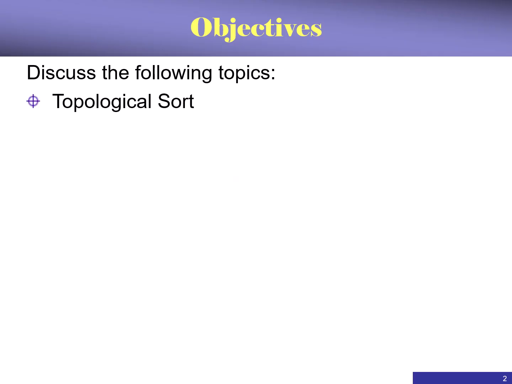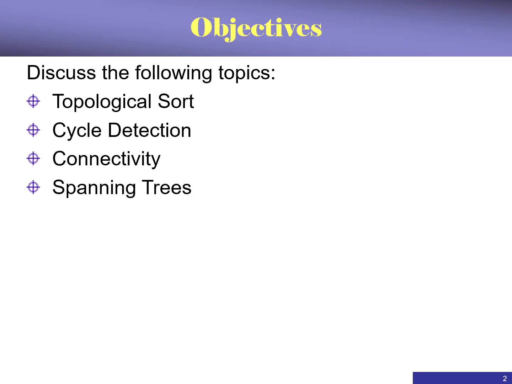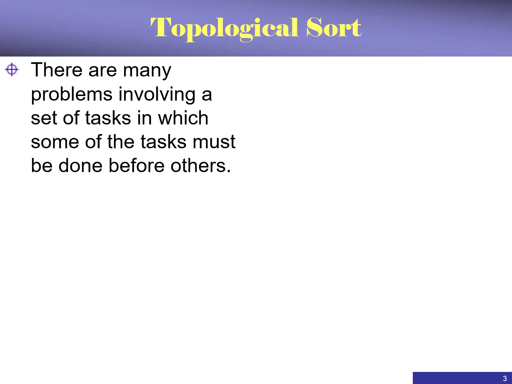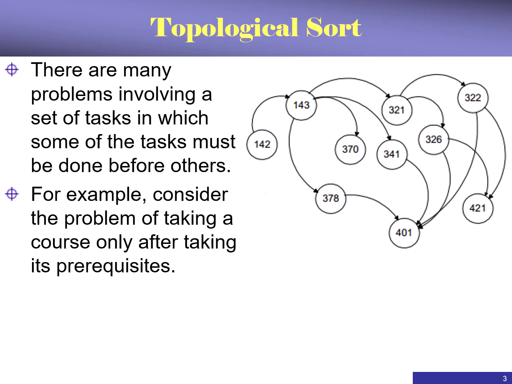In this lesson, we will be discussing topological sort, cycle detection, connectivity, and spanning trees. So, with topological sort, let's look at the graph here. The given graph represents the list of courses and their prerequisites.